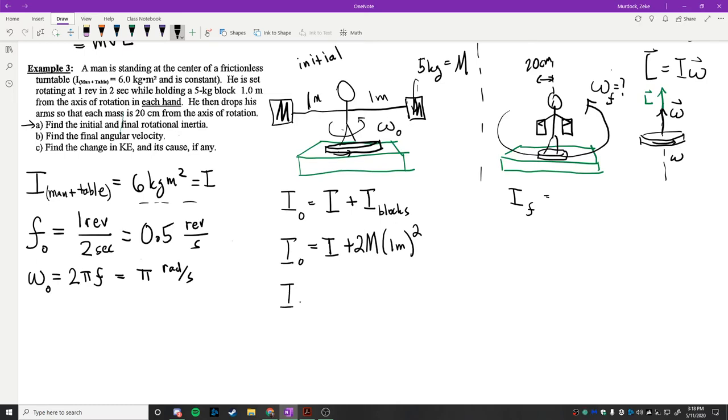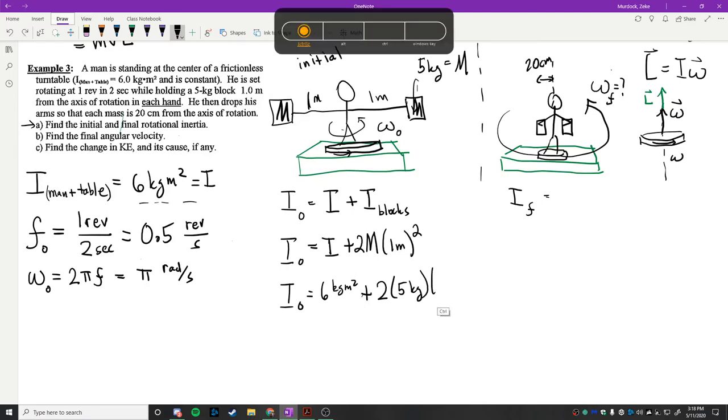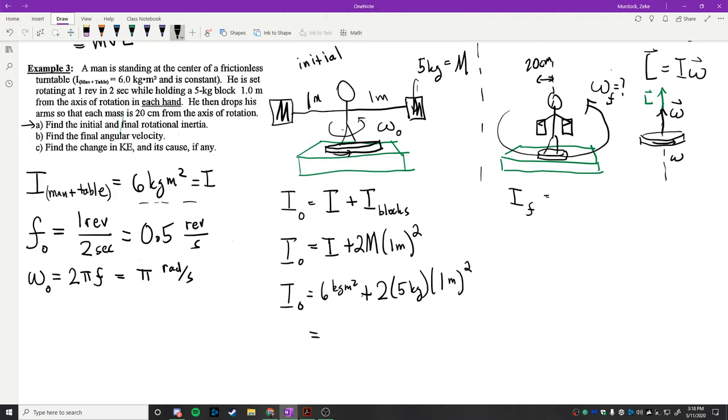So, the initial moment of inertia, then, is going to be equal to I, which we said was 6 kilogram meters squared, plus 2 times the mass, which was 5 kilograms, and then 1 meter squared. I think we can do this in our heads, I think it's 16, right? 2 times 5 is 10 plus 6, yeah, 16. Hopefully you guys have no questions about that. We can go on to the other one. Or, well, maybe you do. Do you guys have any questions?